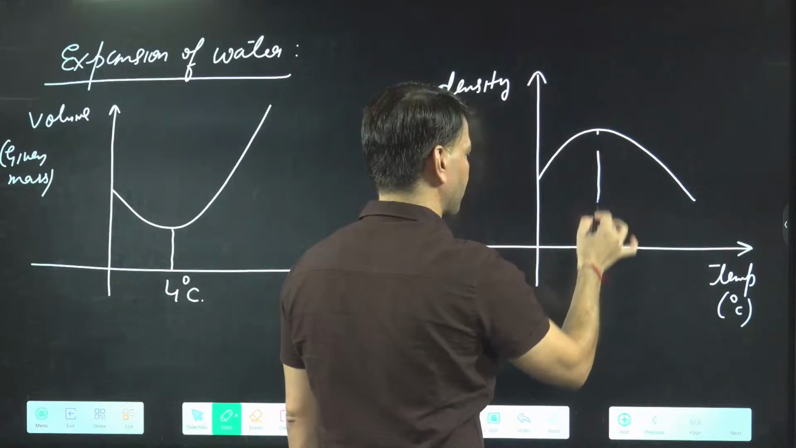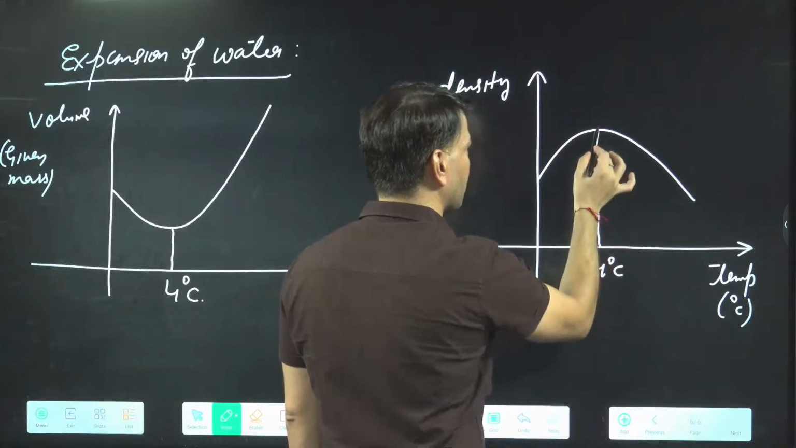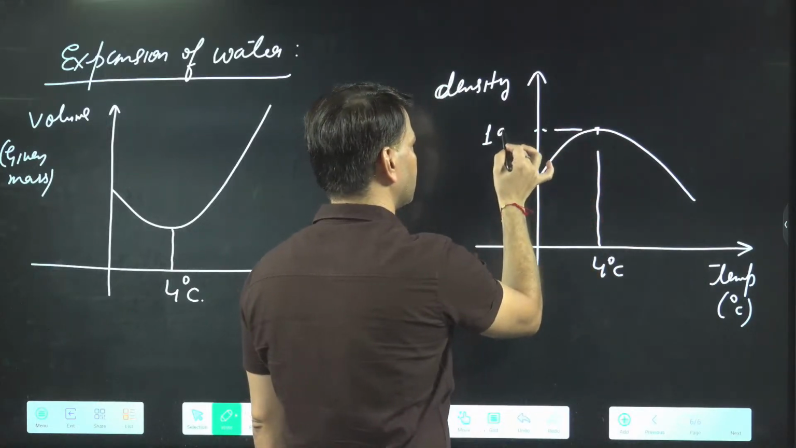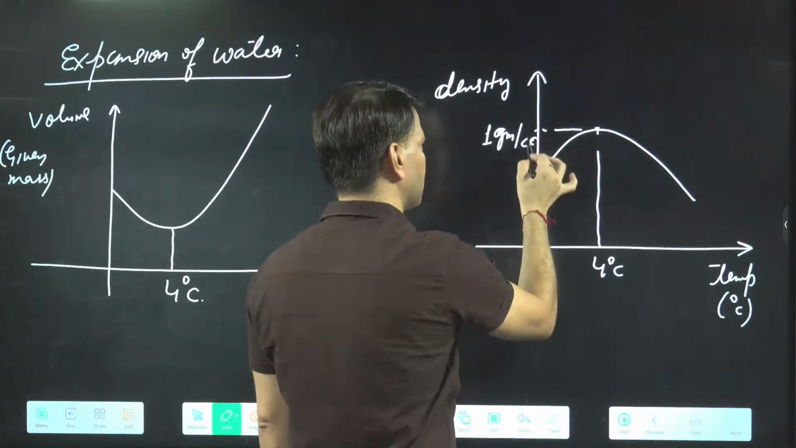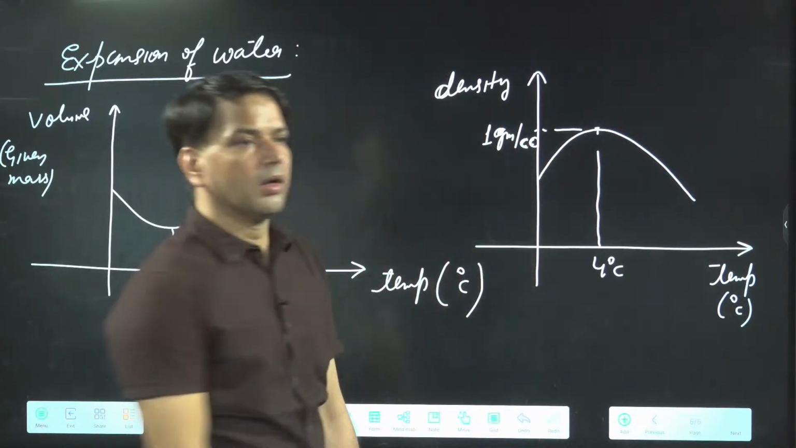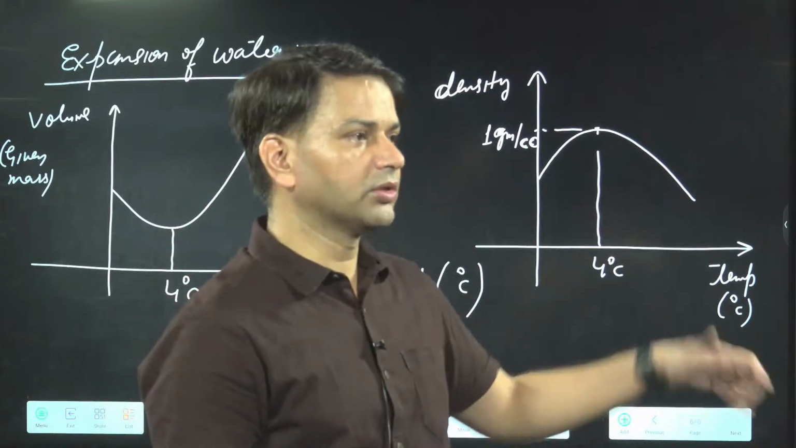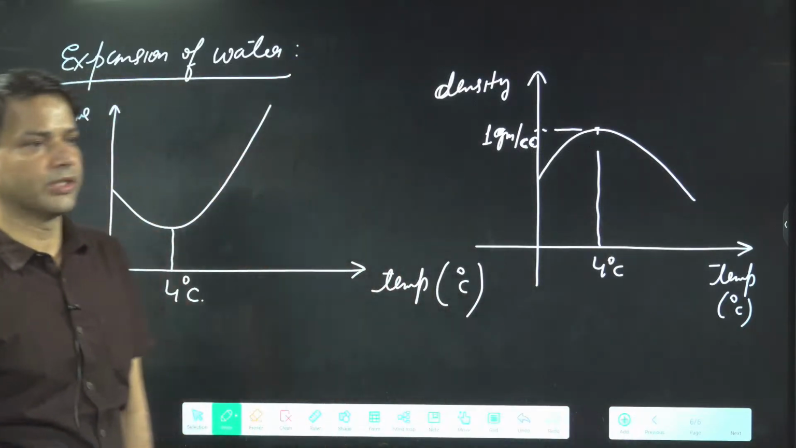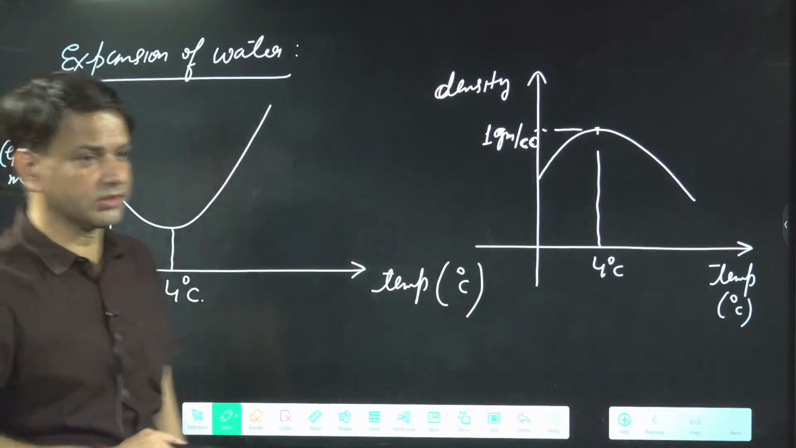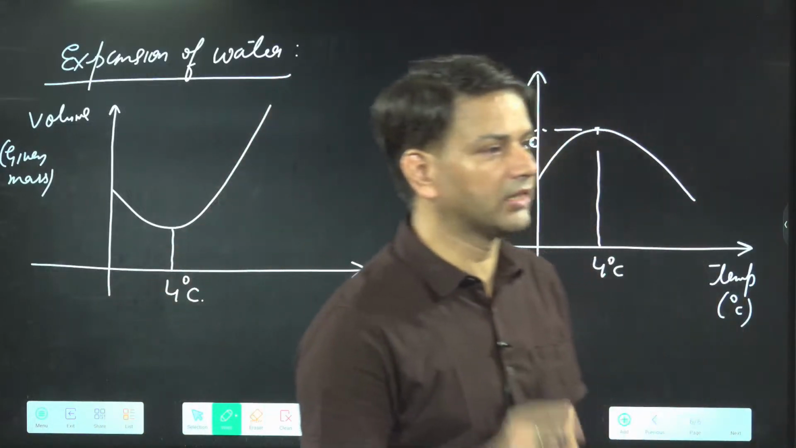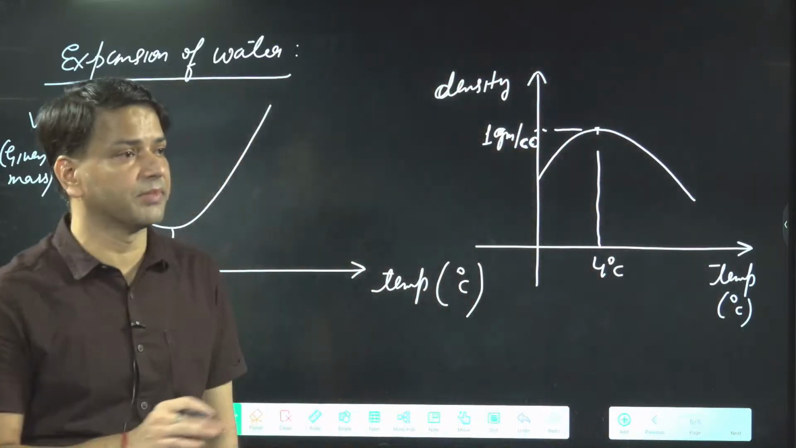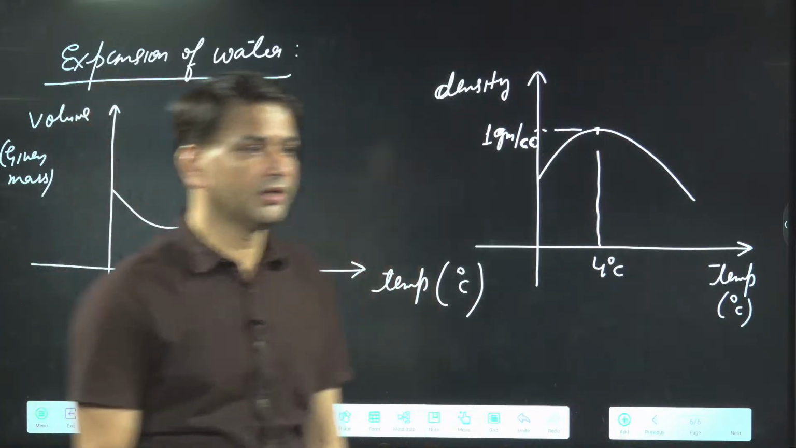And here density will be 1 gram per cc. In CGS units, the maximum value is 1 gram per cc. So the density and temperature graph will be reversed. The density of water is maximum at 4 degrees C, and the volume of the water for the given mass is minimum at 4 degrees C.